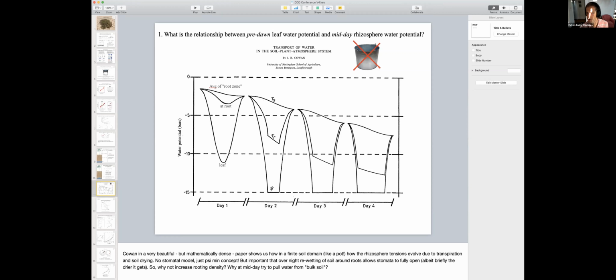But of course, what really matters to the plant is this root zone. And then Cowan has that sort of strict psi-min. It doesn't have a stomata function, so that's why you get these flat lines, where this is where the stomata start to regulate. So you can see that happening here.